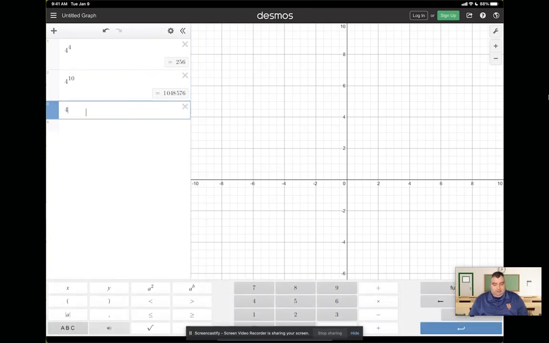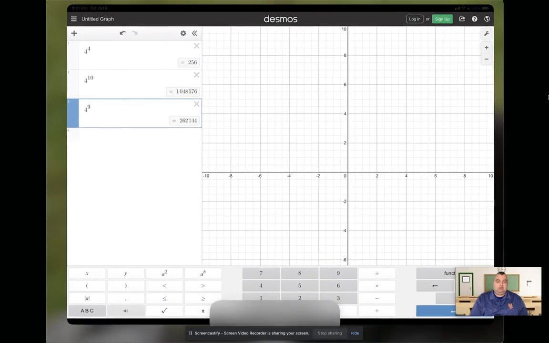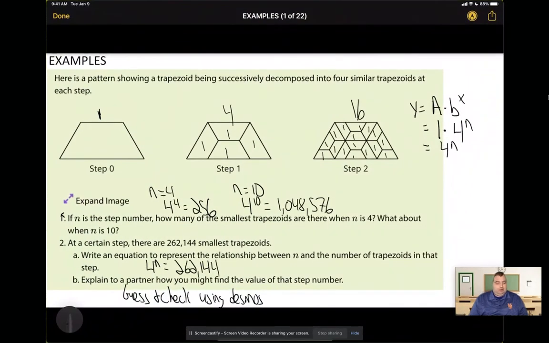So let's try 4 to the power of 5. Nope. 6. Nope. 7. Nope. How about 8? No. So that leaves only one possible answer, which would be step 9. After 9 steps, there are 262,144 trapezoids. So the value of the step number would be n equals 9.